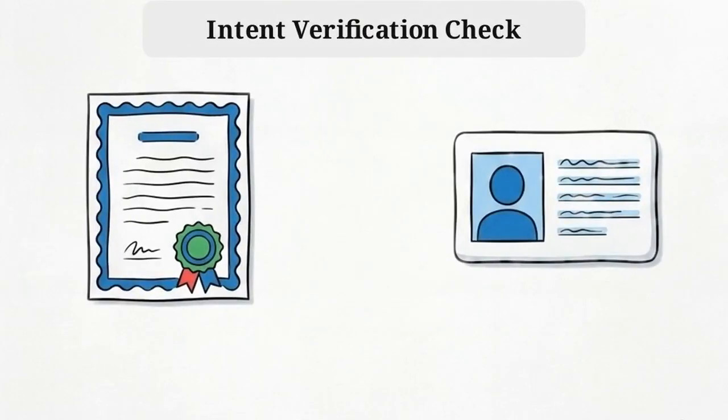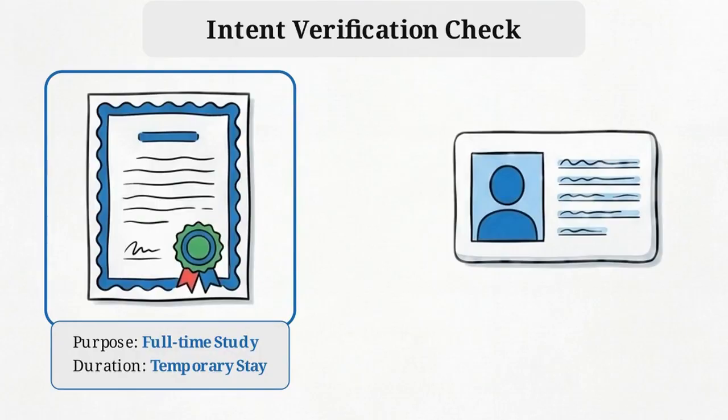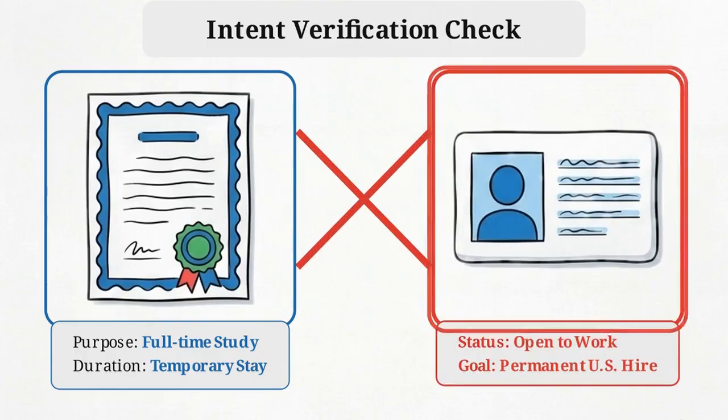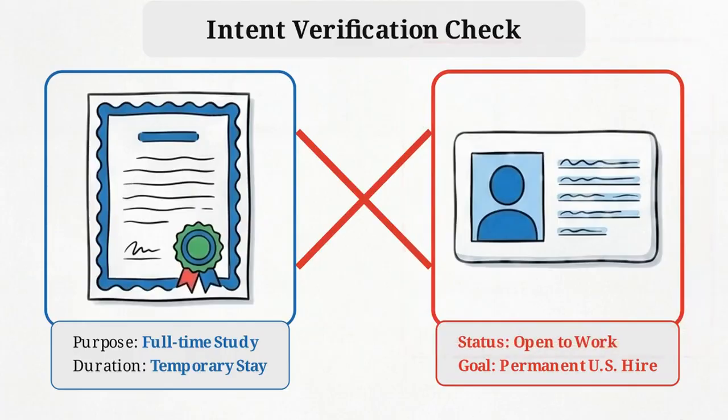Professional networking profiles often create a conflict for student applicants. If your visa claims a focus on full-time study, but your public LinkedIn profile actively advertises availability for permanent U.S. employment, you provide evidence contradicting your non-immigrant intent.